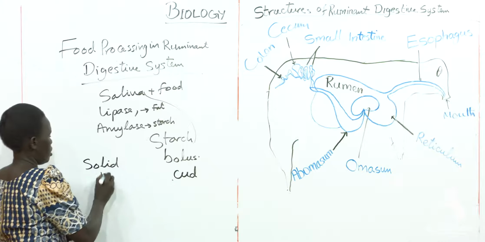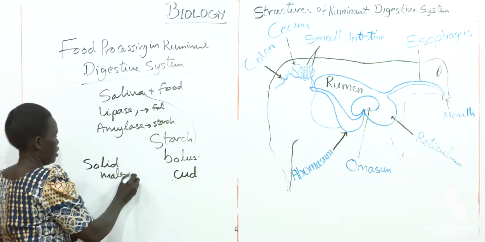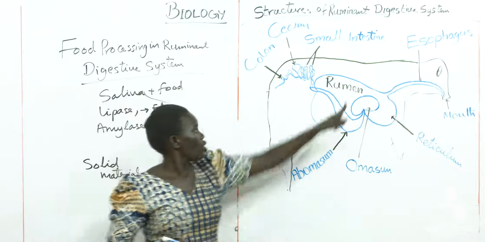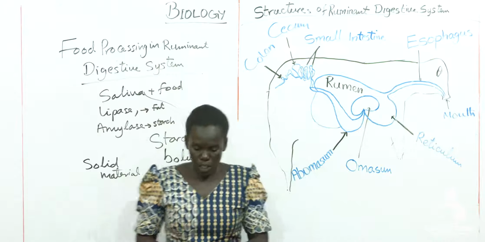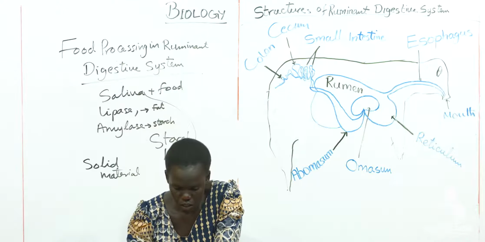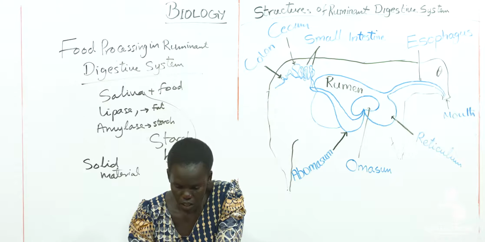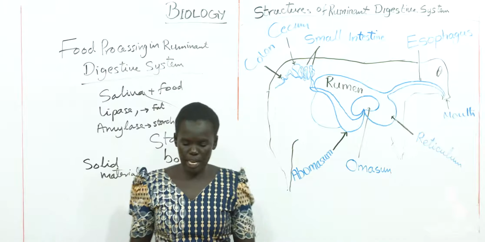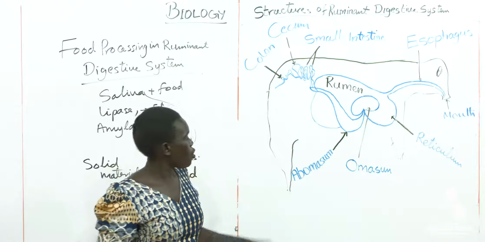Solid material goes back to the rumen for fermentation. While most of the liquid portion moves from the reticulum into the omasum.